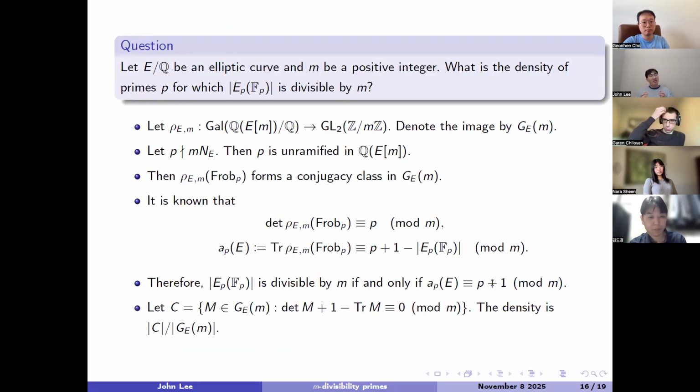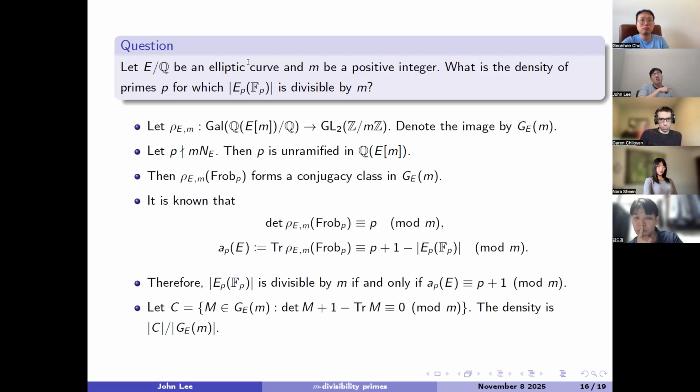Okay, so now we finally arrived at the original question in the title of the talk. Let E be an elliptic curve and n a positive integer. What is the density of primes for which the size of E(F_p), which I showed very early, on the second page of this slide, is divisible by n?